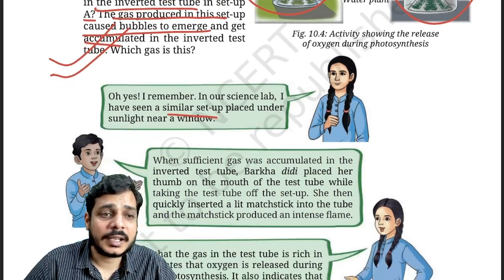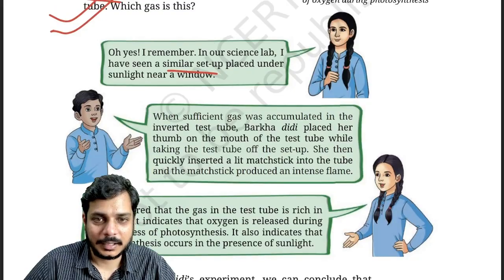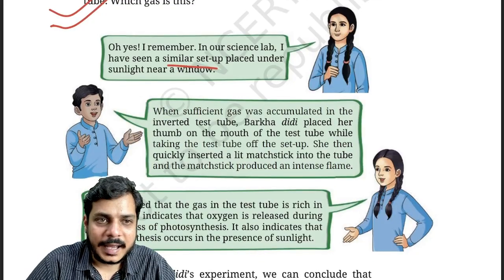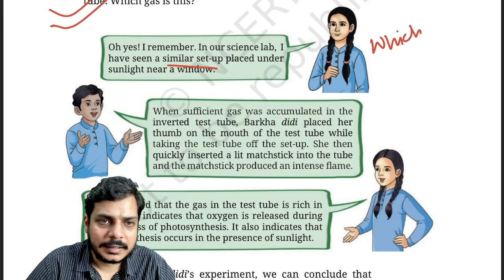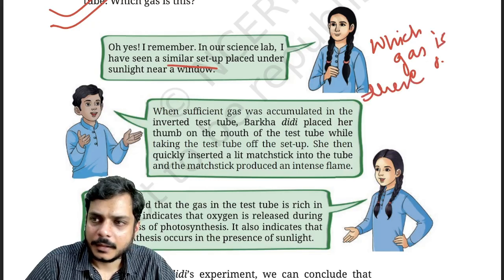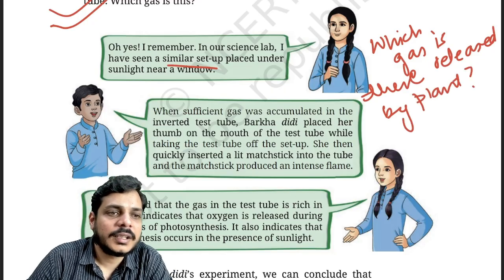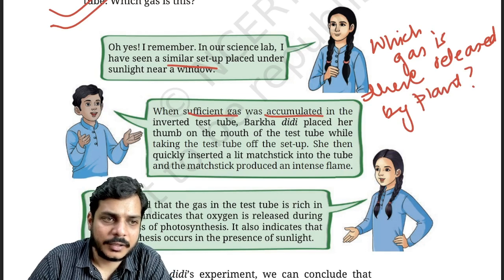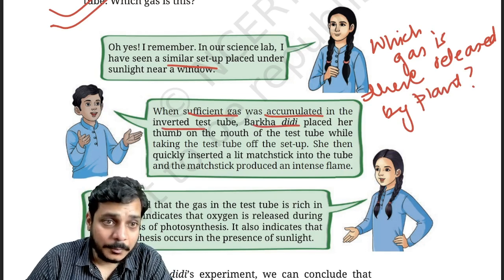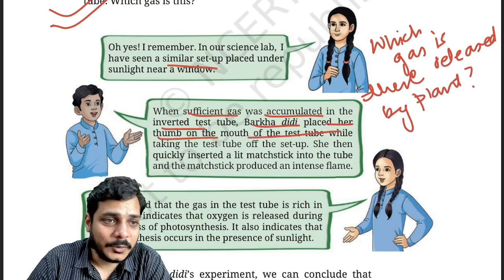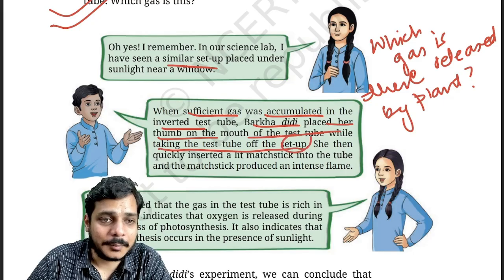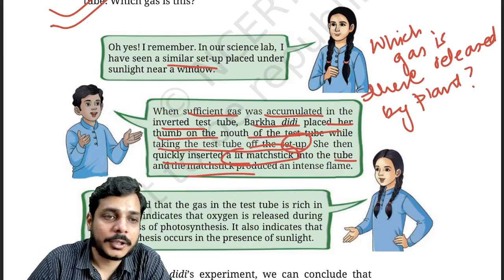So when sufficient gas was accumulated, okay, now just to observe which gas is released by the plant, we try to find out. So when sufficient gas was accumulated in the inverted test tube, Barkha Didi placed her thumb on the mouth of the test tube while taking the test tube off the setup. And then she quickly inserted a lit matchstick into the tube, and the matchstick produced an intense flame.